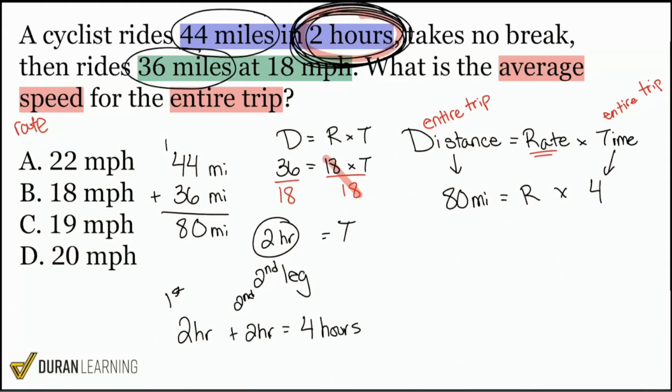And now we'll divide 4 on both sides, nice and easy. 80 divided by 4 gives us 20. And that is our rate: 20 miles per hour for the entire trip.